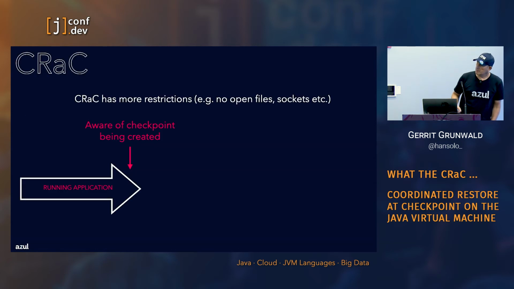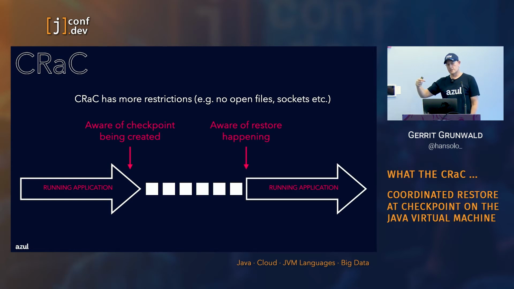Okay, so I told you the big advantage is the coordination, and what it means is if you have a running application, then the JVM lets the application know, now I will create a checkpoint. And then in the future, when you restore from that checkpoint, again the JVM lets the application know, now you are being restored from the checkpoint. And this is important to know. The question might be why.